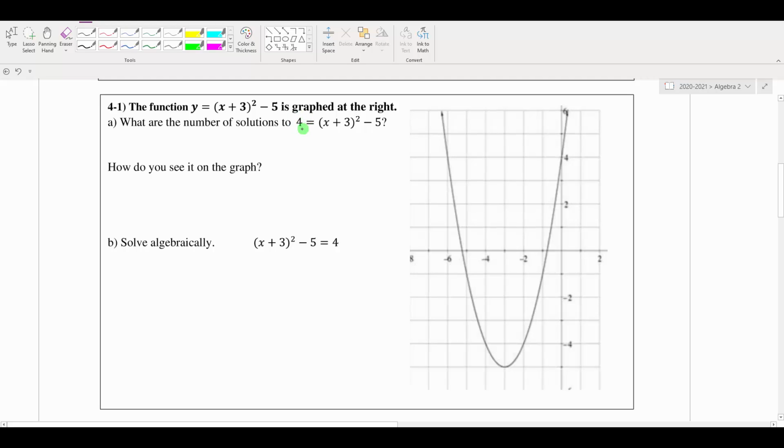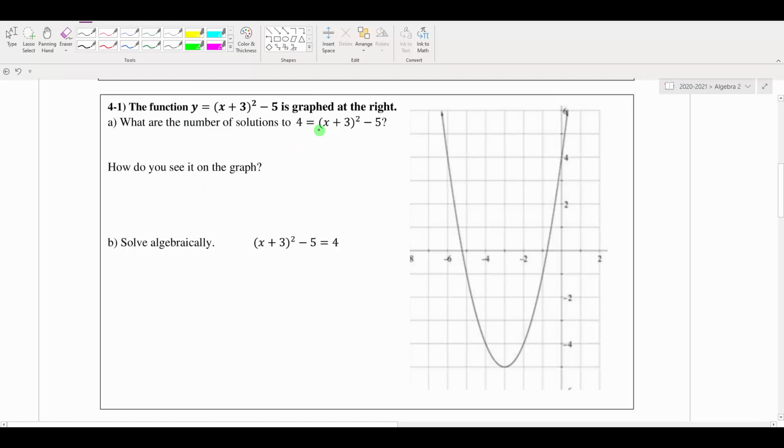Then instead of setting this equal to y, let's say we set it equal to 4. Now it's like an equation, and our goal is to figure out what value of x is going to produce a 4. The 4 acts as an output, and we want to know the input or inputs, because there could be more than one that produce a 4. We want to see those solutions on the graph.